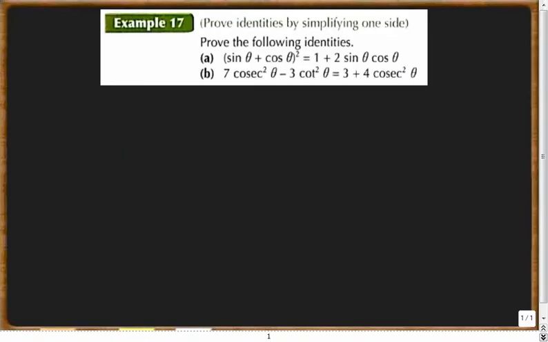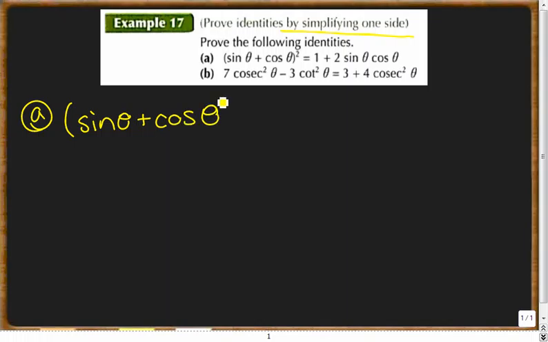Example 17 wants us to prove an identity. So remember, identities are things that are true all the time. And it wants us to do that by simplifying one side and leaving the other side alone. So if we look at these examples, let's say the first one, it has the sine of theta plus the cosine of theta squared equals 1 plus 2 sine of theta cosine of theta.